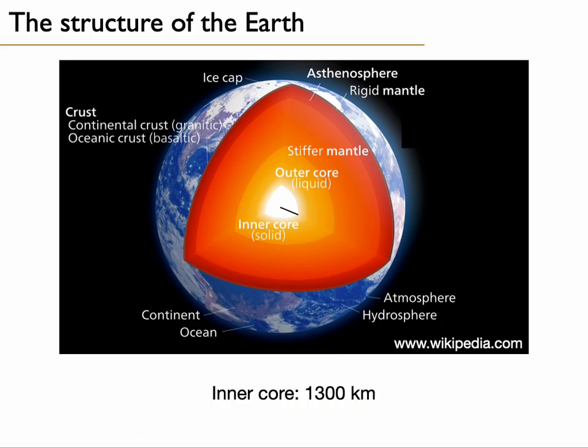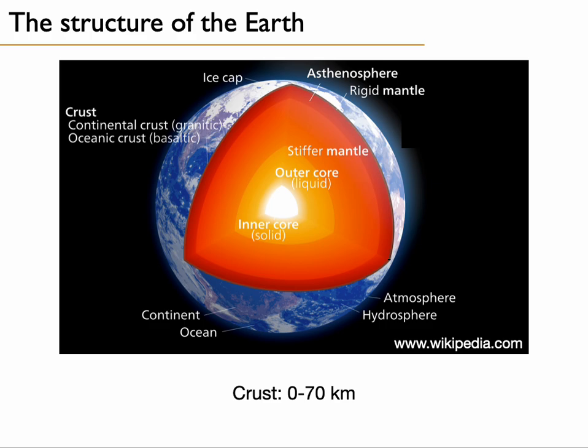Let's start from the inside. We have the inner core. The inner core has a thickness of about 1,300 kilometers. It is supposedly solid, while the outer core is liquid, and it has a thickness of 2,200 kilometers. The lower mantle, which is the outer shell here in this picture, has a thickness of approximately 2,100 kilometers, and the next shell would be the upper mantle, which has a thickness of roughly 660 kilometers.